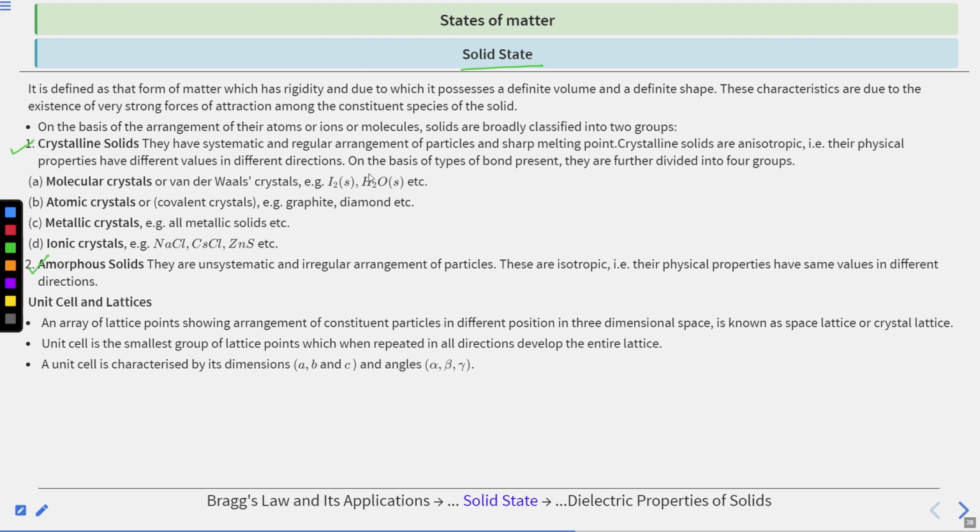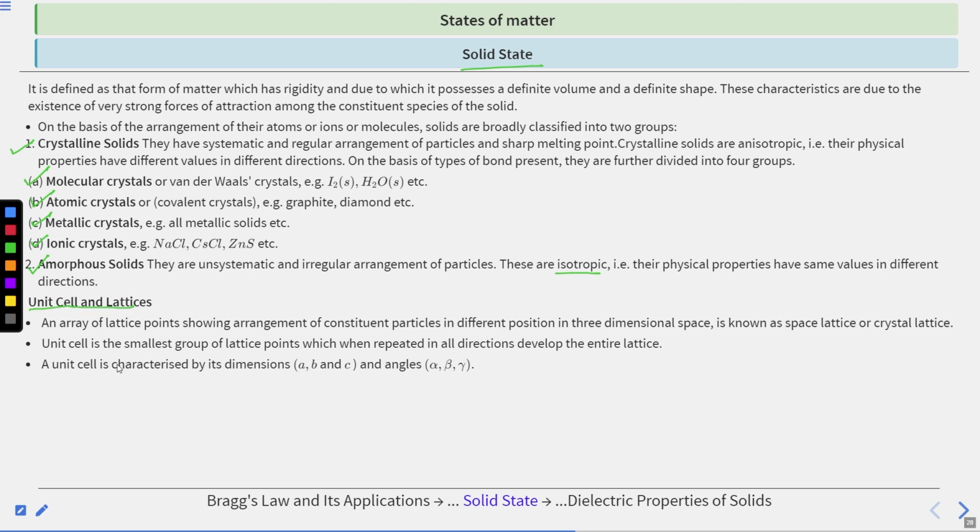Crystalline solids have systematic and regular arrangement of particles and a sharp melting point. Crystalline solids are anisotropic, that is, physical properties have different values in different directions. On the basis of types of bonds present, they are further divided into four groups: molecular crystals, atomic crystals, metallic crystals, and ionic crystals. Amorphous solids have unsystematic and irregular arrangement of particles. They are isotropic. Physical properties have the same values in different directions.